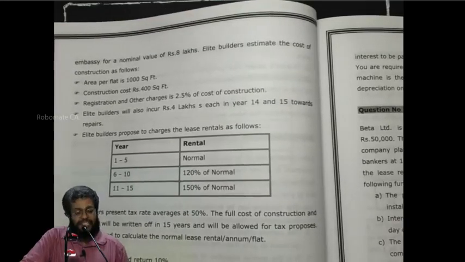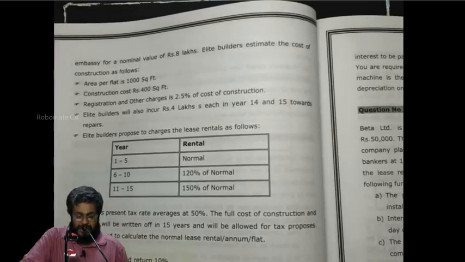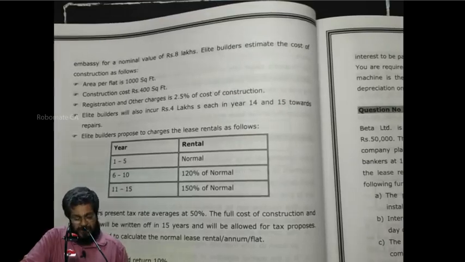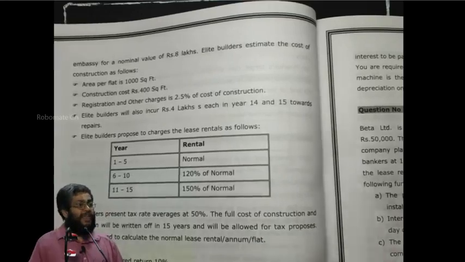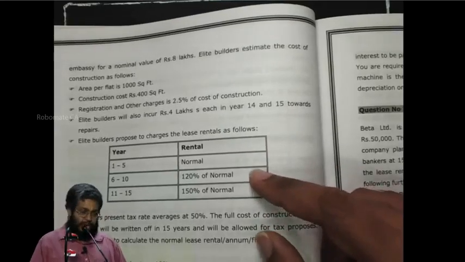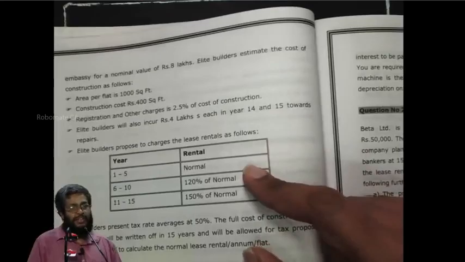Assumption: the minimum desired return is 10%. Rentals and repairs will arise on the last day of the year. Construction, registration and other costs will be incurred at time 0. These are all the details given. Again, a past examination problem. Go through the question before you start with the solution.